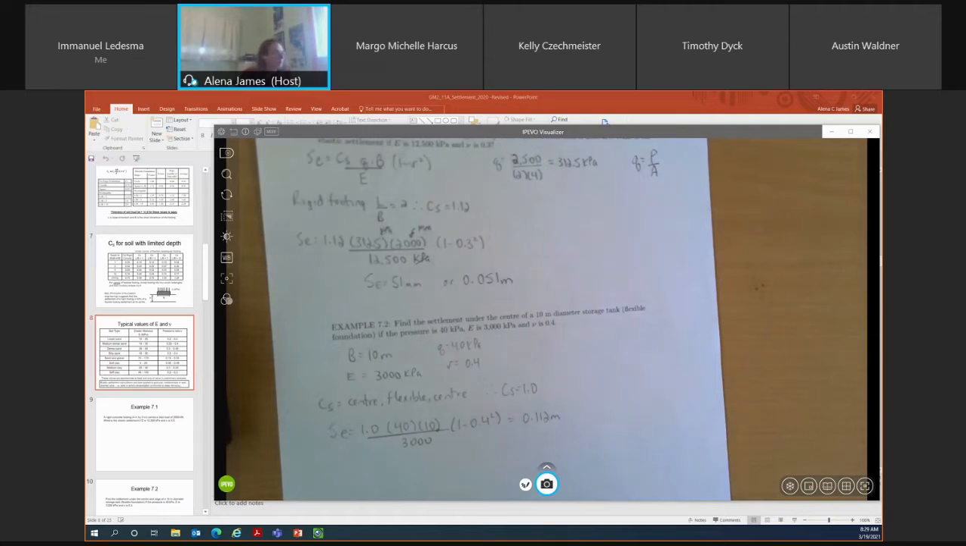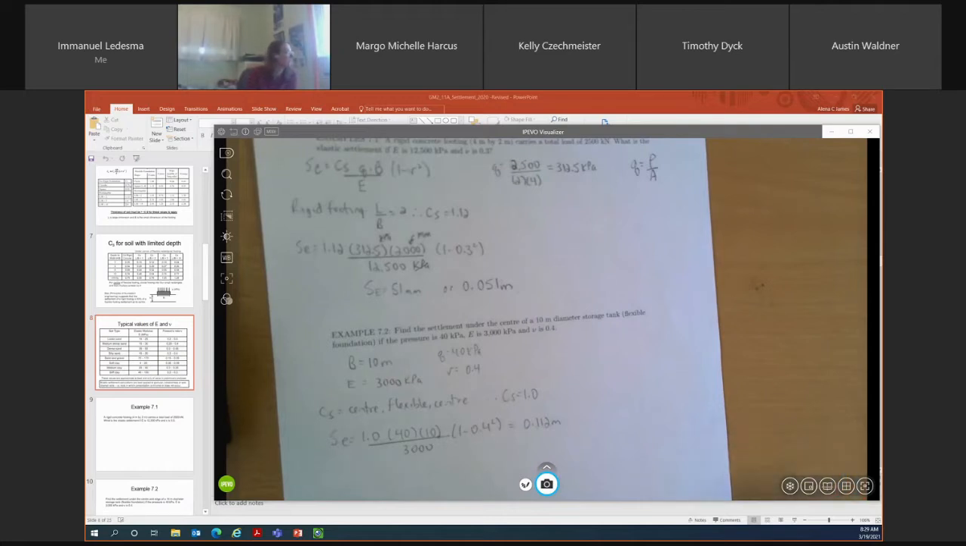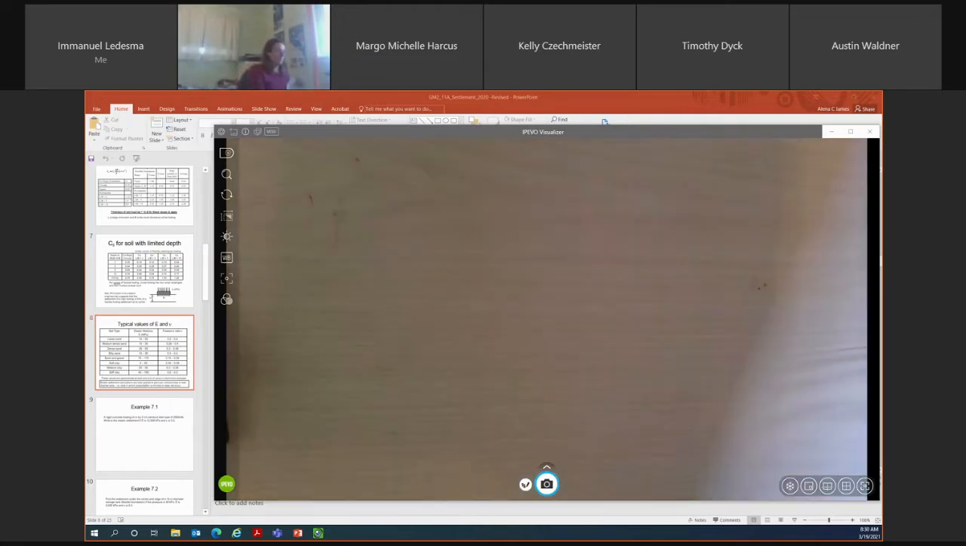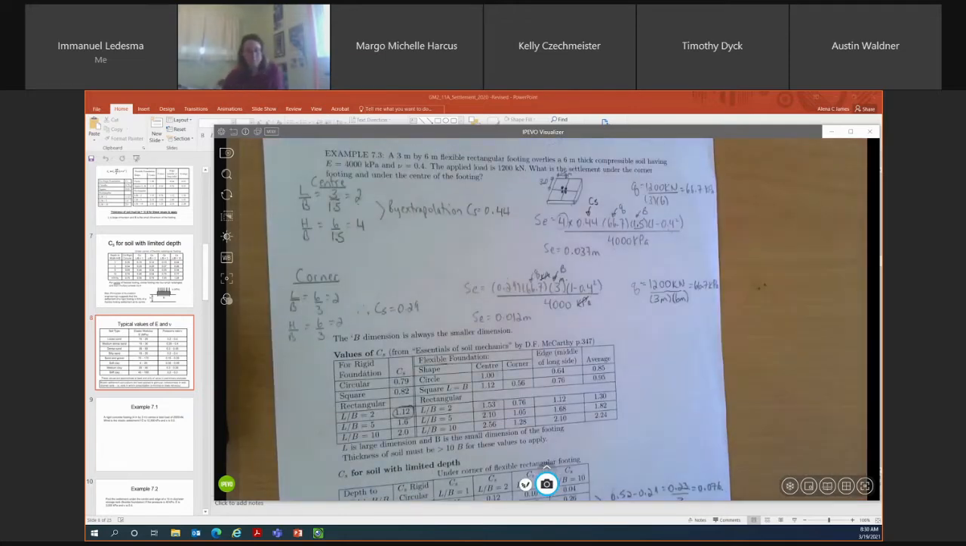Anyone have any questions regarding the process for this problem? No? Okay. I know some of you have worked through this material. Again, if you have any questions when you're working through the material, don't hesitate to ask. Yeah, that one was the easy one.